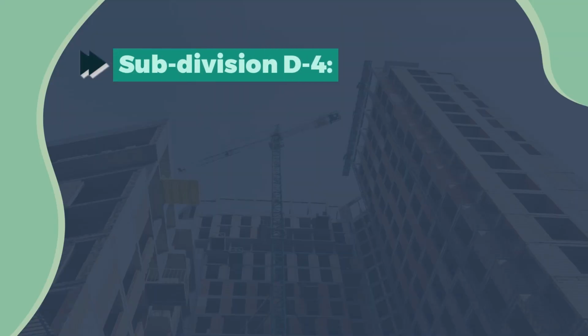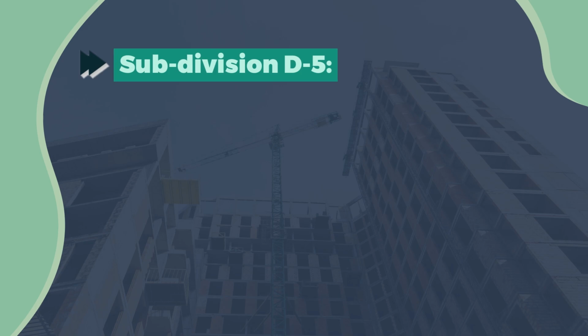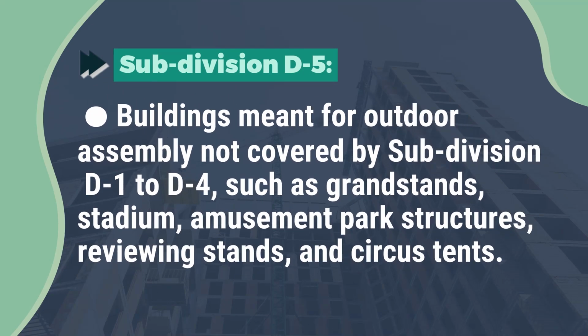Examples include dance halls, nightclubs, halls for incidental picture shows, lectures, art galleries, museums, libraries, passenger terminals, and buildings used for educational purposes for less than 8 hours per week. Then the subdivision D4: buildings as described in subdivision D3, but accommodating less than 300 persons. Subdivision D5: buildings meant for outdoor assembly not covered by subdivisions D1 to D4, such as grandstands, stadiums, amusement park structures, reviewing stands and circus tents.